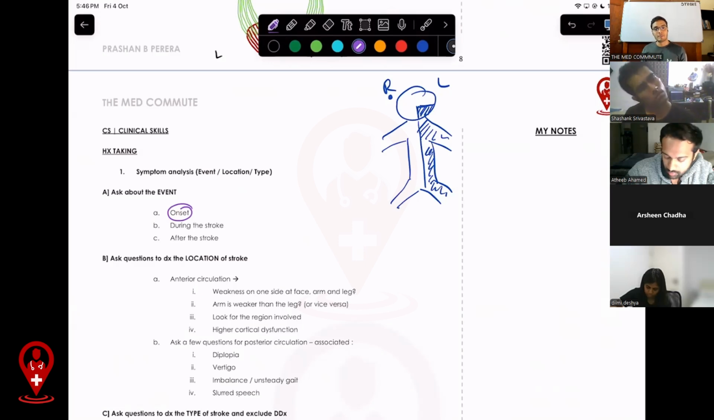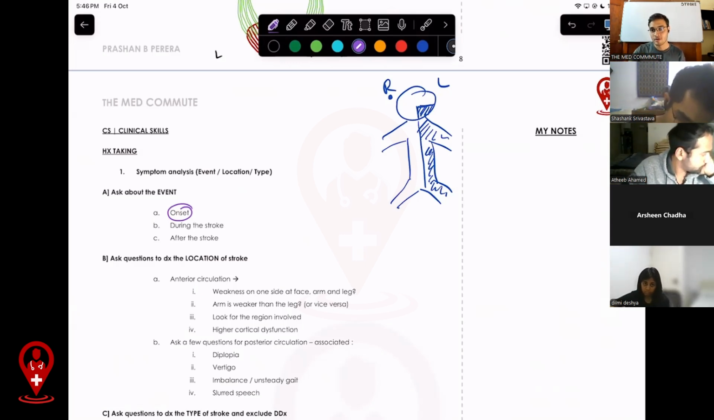The next thing, ask about what happened during the stroke. Now, if the patient tells you he lost consciousness and fell down, fine. He has already told you. But if he didn't, you have to ask, did you fall down? Did you knock your head somewhere? Because those might be other problems. If there is a hemorrhage involved, we cannot give thrombolysis. So there are problems like that.